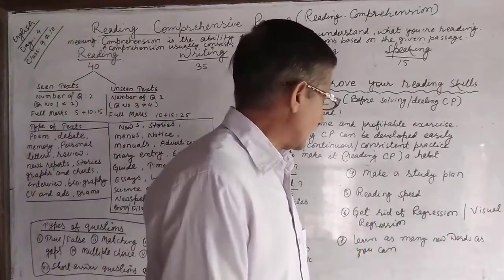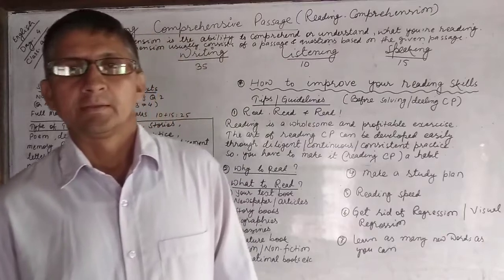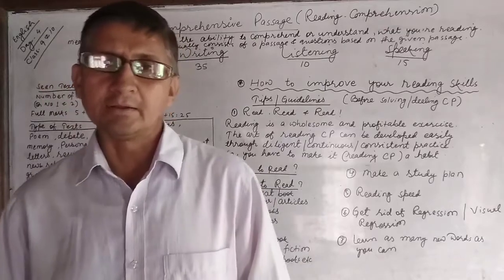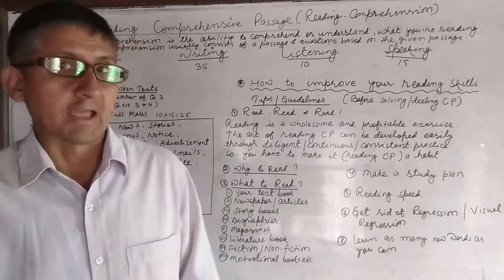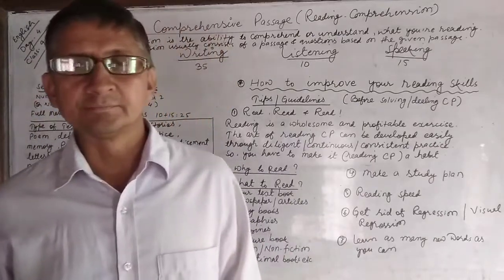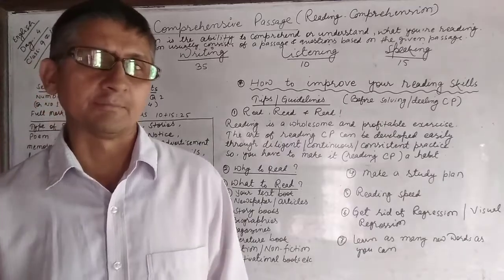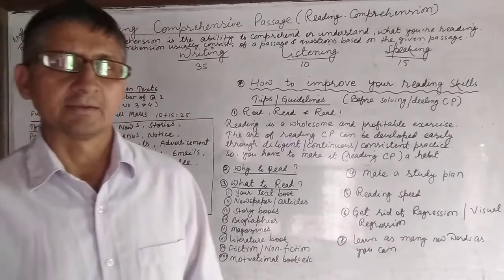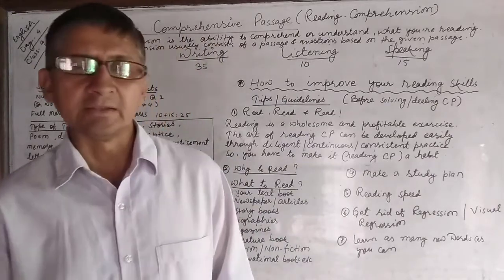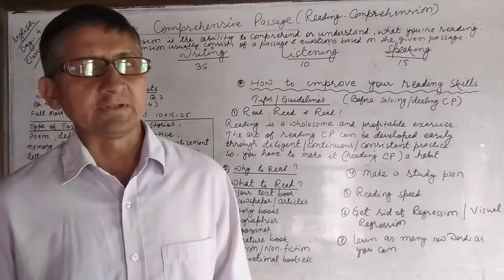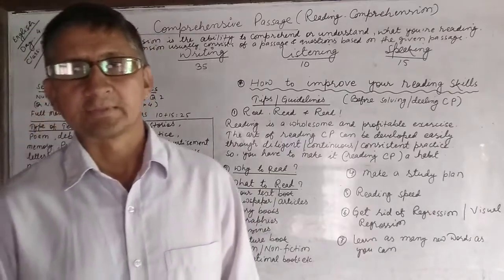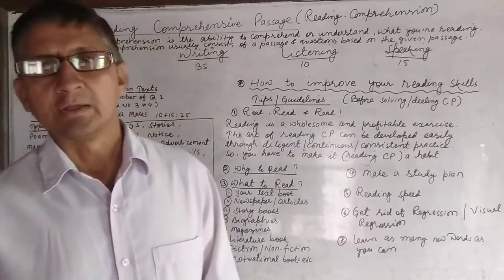Next is learn as many words as you can. Okay? Vocabulary. Learn as many words as you can means you have to develop vocabulary. Okay? You have to be rich in vocabulary. And how can you improve your vocabulary? By reading. Okay? If you find some difficult words, immediately see the dictionary and find out the similar meaning. Okay? Or if it is possible, find out the opposite meaning and increase your vocabulary. This helps you to improve your reading skill.